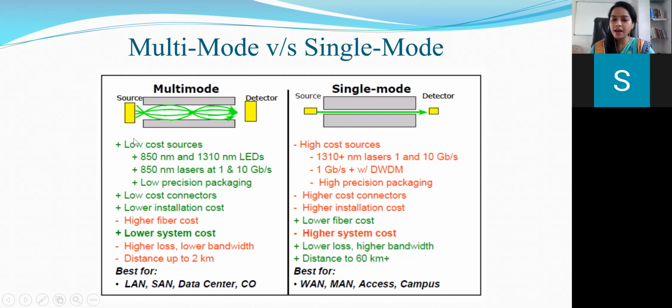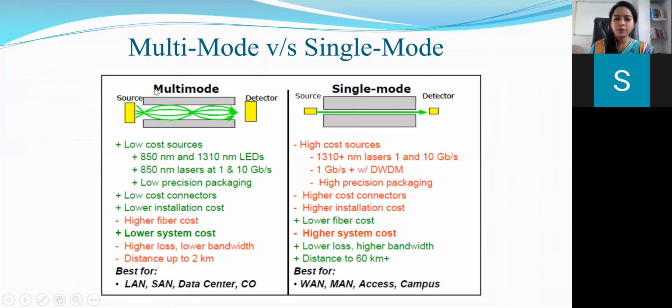So in comparison, you can have low cost sources, like 850 nm and 1310 nm LEDs. Here you can use LEDs also, because we don't need a laser source. That's why it has low cost sources. LEDs are available for very little money. That's why it has less expenditure. And also here low precision packaging.